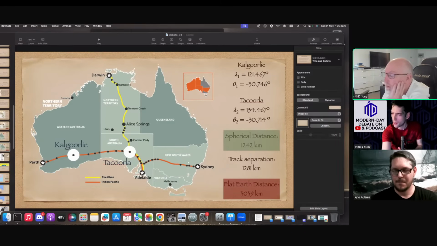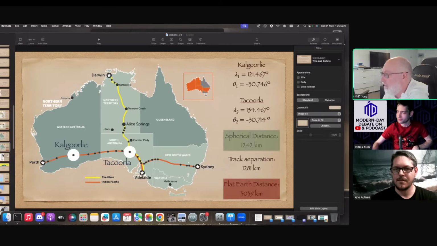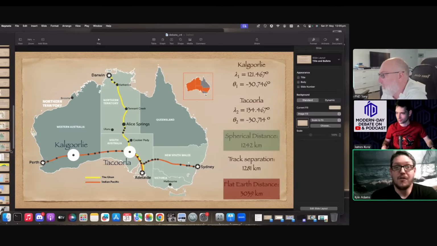So again, are you suggesting that the error could be as large as 150% in these track separations? I just said I have no idea how accurate or inaccurate it is. It's a drawing to me. Do you deny that there is a railway track between Tookoollah and Kalgoorlie? I have no idea. I've never researched this before. This is a random thing.